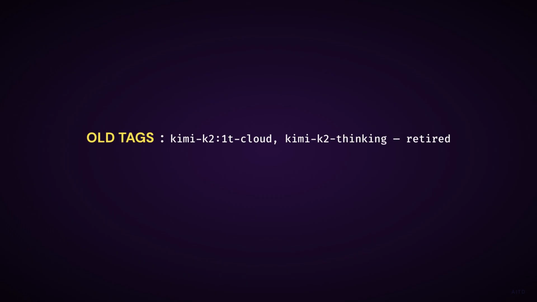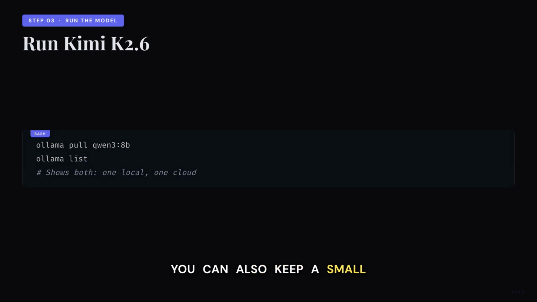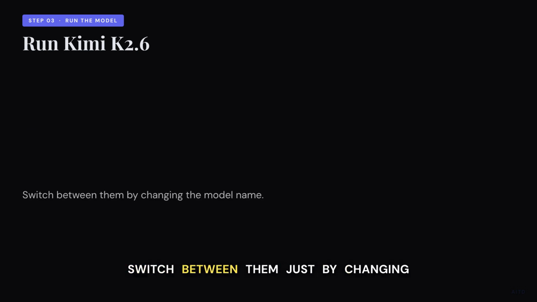One important warning. If you were using the older tags, they are now retired. Ensure your script or agent config is using kimi-k2.6:cloud. You can also keep a small local model alongside Kimi. Pull something like qwen3:8b, and ollama list shows both. One downloaded to your disk, one running in the cloud. Switch between them just by changing the model name.